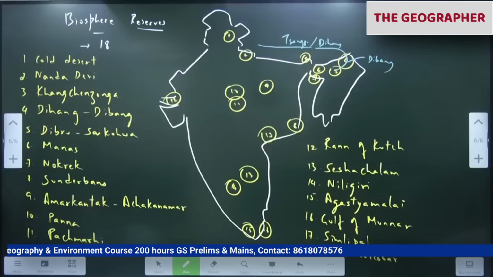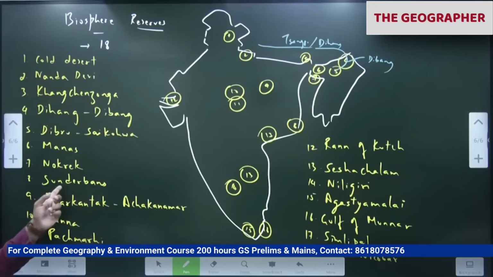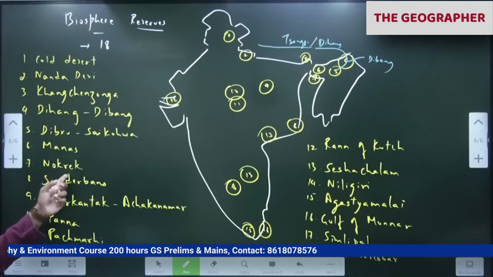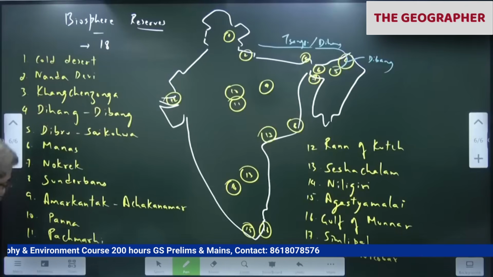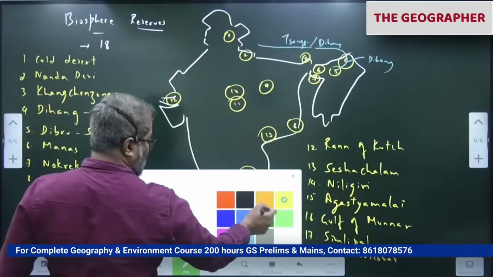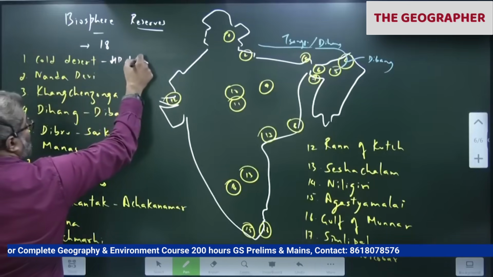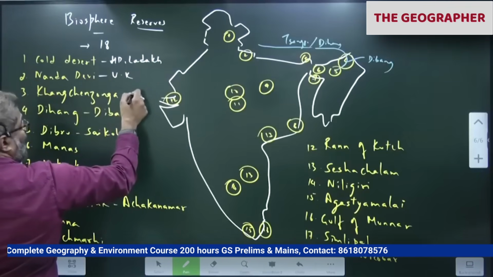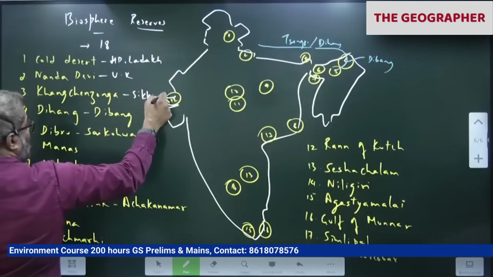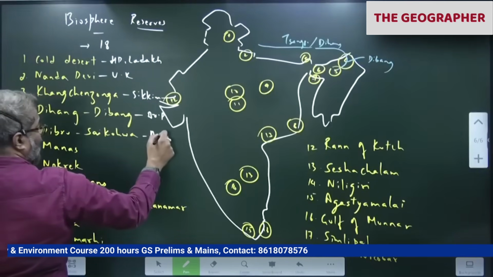Questions are asked on location, match the following state. For example, Amarkantak, you should know, Chhattisgarh. State I have not written. Sundarbans, West Bengal. Nokrek, Meghalaya. Manas, Assam. You want state, I'll write, but you should know where which place is. This is Himachal Pradesh and Ladakh. Nanda Devi, Uttarakhand. Kanchenjunga, Sikkim. This is Arunachal Pradesh. Dibru Saikhowa, Arunachal Pradesh, Assam.